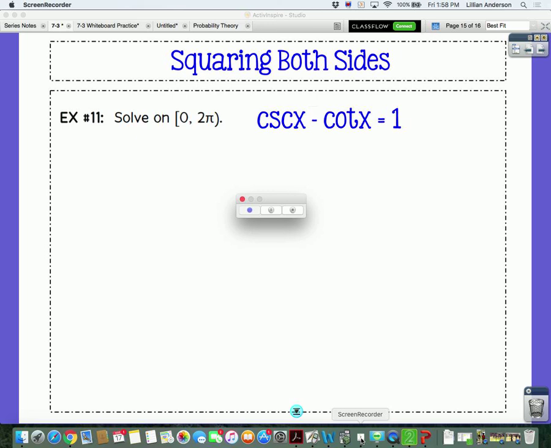Okay? So one good way to start, and honestly to make it easier on yourself, if you're going to square both sides, I strongly suggest that you put one trig function on the left and one trig function on the right. If it does not start out that way, like this one doesn't, move one of them. It'll make it a lot easier for yourself in the long run. So to start this out, we're going to add cotangent x to both sides.